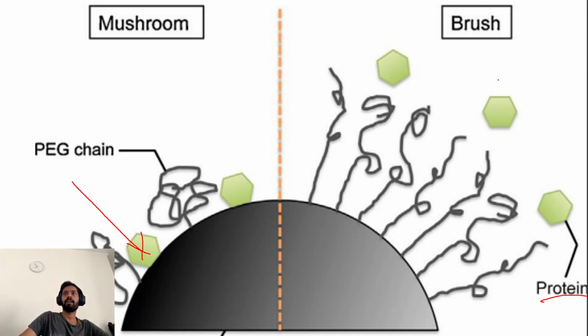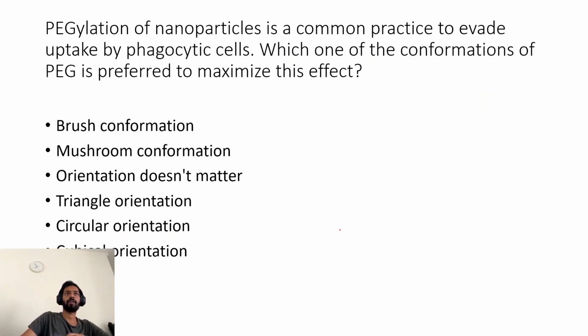But if it's a brush-like configuration, this is much more robust because it's a bristle structure. These proteins have less and less chance of squeezing through and reaching the particle or nanoparticle or whatever it is.